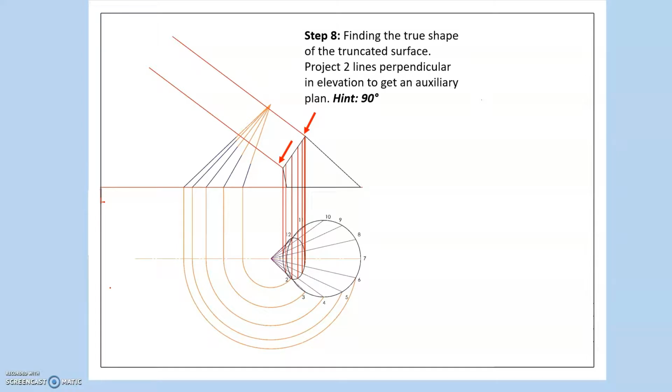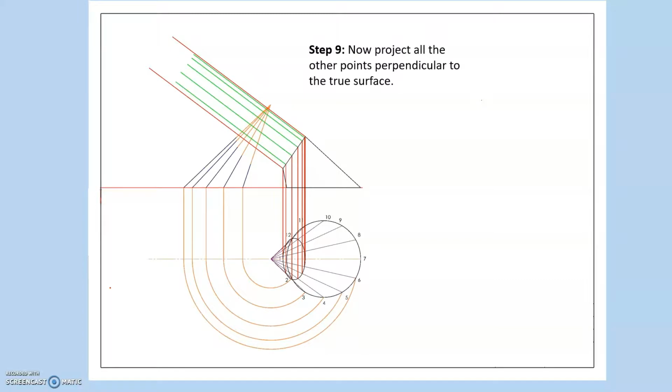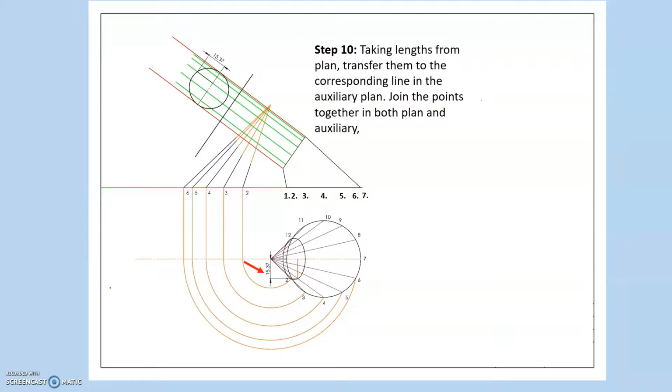So step 8, draw the auxiliary view by drawing lines perpendicular to the cut surface. So the hint there says 90 degrees, so you should all know that perpendicular means 90 degrees. Next, we're going to project the lines. All the lines are going to go parallel to them two red lines where the animation arrows have gone. So it's all them green lines. Now take the width from that circle in the plan, indicated by that 15.37 mil, and we're going to measure it out on the auxiliary view, indicated by this red arrow.